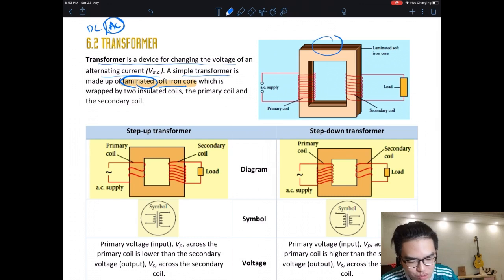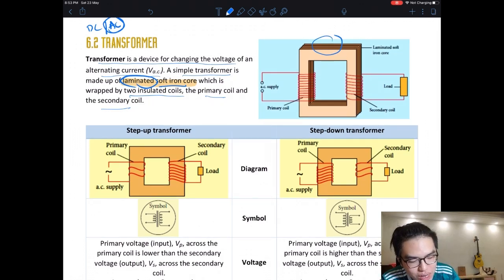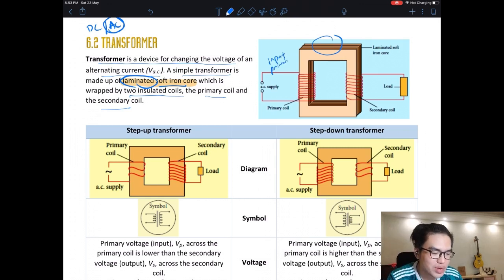Alright, so it is wrapped by 2 insulated coils, primary coil and secondary coil. So what is primary coil and secondary coil? The one that you are putting in, we call it the input. It's the primary. The one that is coming out, the output, the one I want to get, is secondary. So that's the job of your charger. When you plug it to the wall, the primary is given 240. So the secondary, the one coming out, is giving you 5. That's the output to your phone.